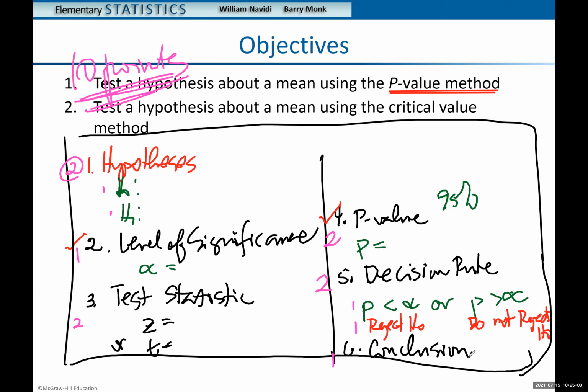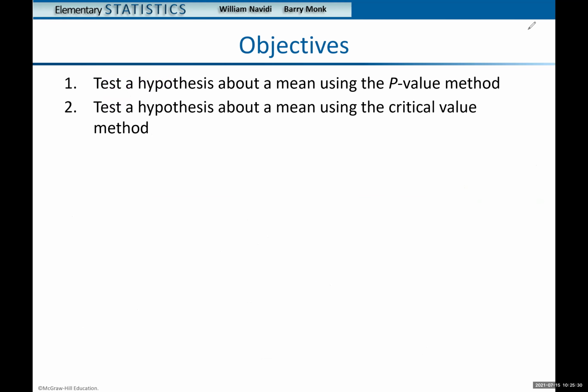So that's all in all, 10 points for each. Okay? So that's how I grade your hypothesis test problems for all your tests, quizzes, last quiz, and your final exam. It's going to be 10 points each. Any questions so far?